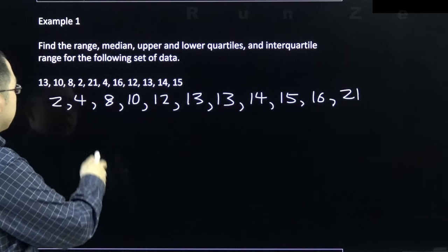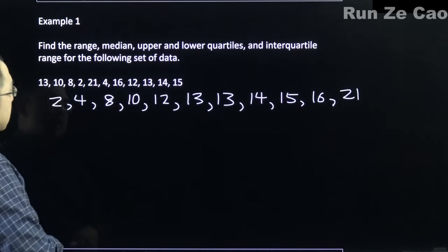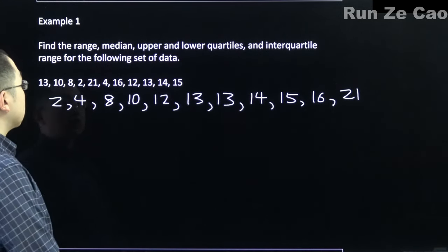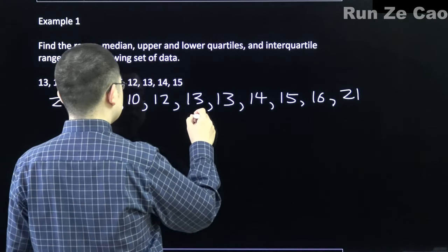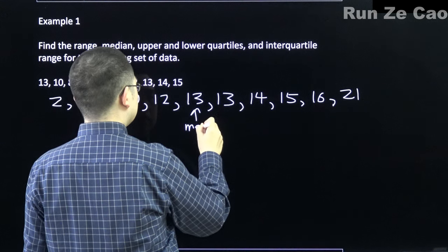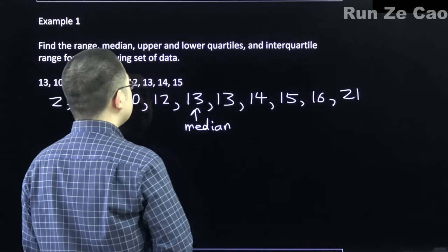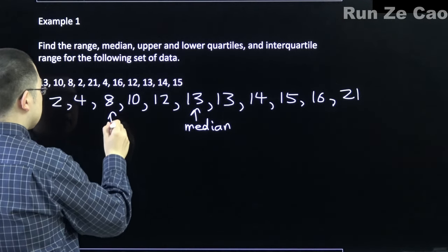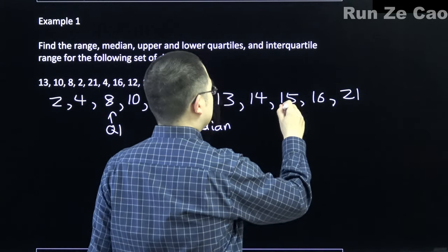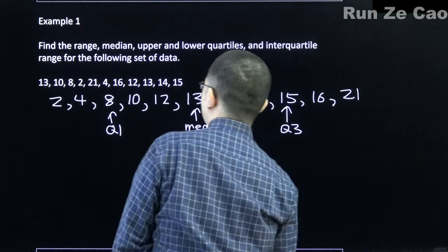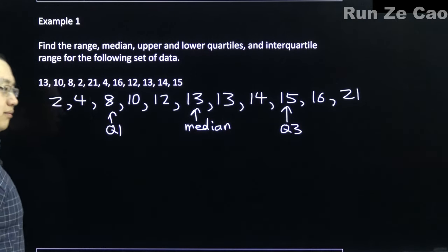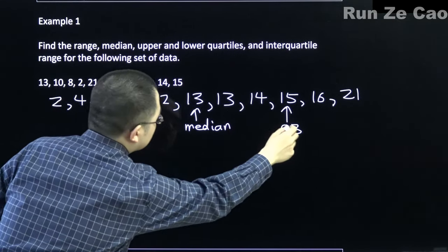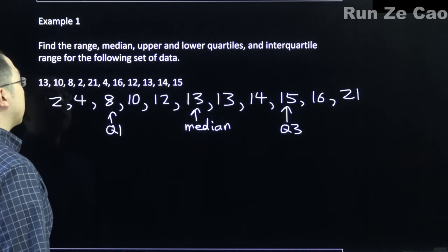6, 7, 8, 9, 10, 11. That means that the median has to be the 6th, counting from smallest or counting from largest. So the median. And then you find the median of the lower half, which means that this is Q1 and this is Q3. Well, as we can see, we found them. Depending on teacher, though, you might actually have to state median equals 13, Q1 equals 8, Q3 equals 15. Anyway, for our purposes, no.